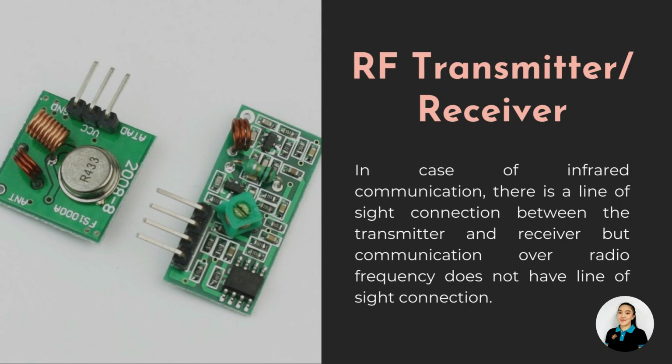Next, we have the RF transmitter or receiver. In case of infrared communication, there is a line of sight connection between the transmitter and receiver, but communication over radio frequency does not have line of sight connection. So as you can see sa picture, on the right side mao na ang RF receiver and on the left side is the RF transmitter.